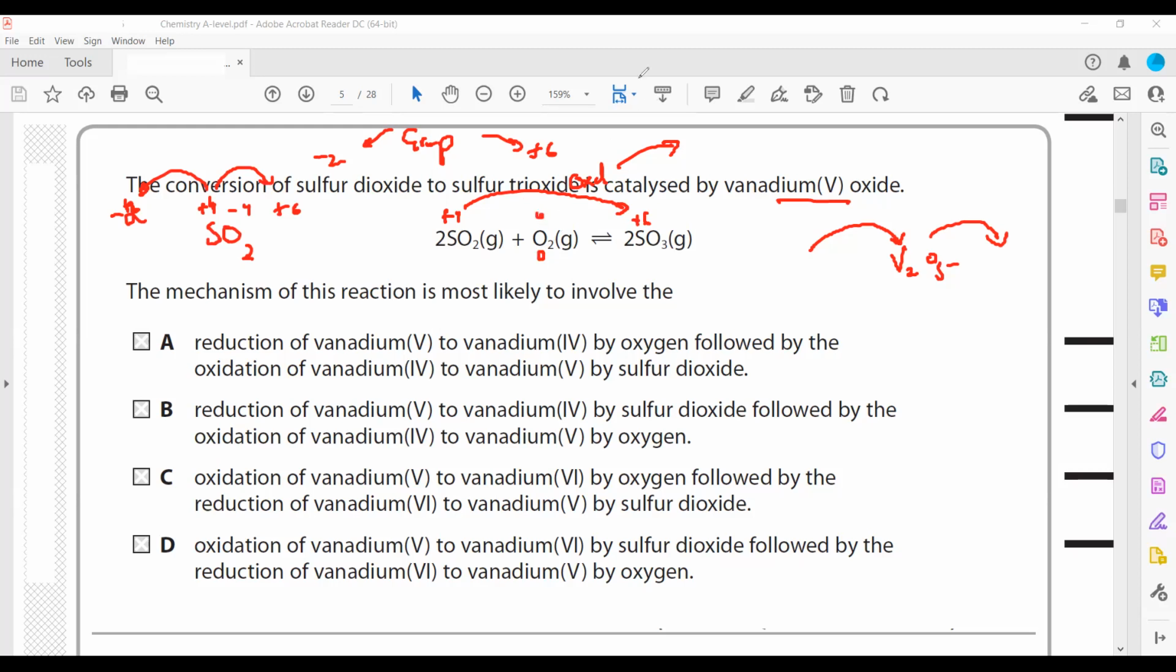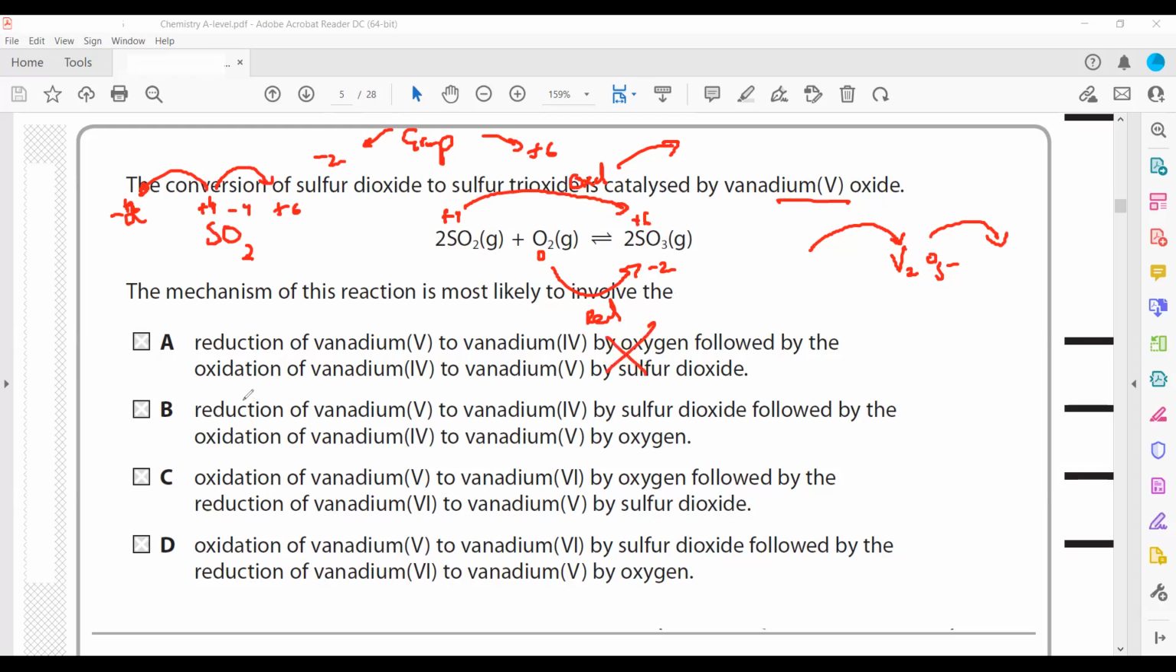Oxygen is in its elemental state, so its oxidation number is 0, and each oxygen becomes -2. So for oxygen, reduction is happening, so it should oxidize the other substance, because if reduction happens for an element, it will oxidize the other substance. So when we read option A, it cannot be correct, because it says vanadium is reduced by oxygen. If oxygen is reduced, then when it reacts with vanadium, it cannot reduce vanadium, it can oxidize vanadium. That's why A cannot be an answer.